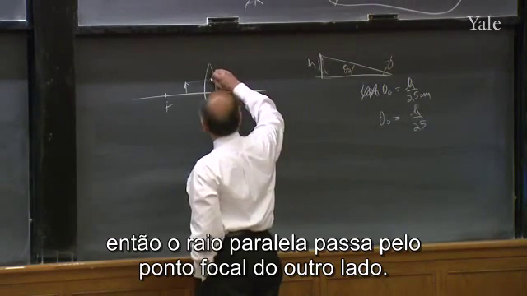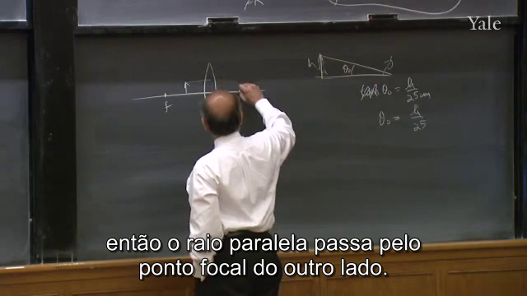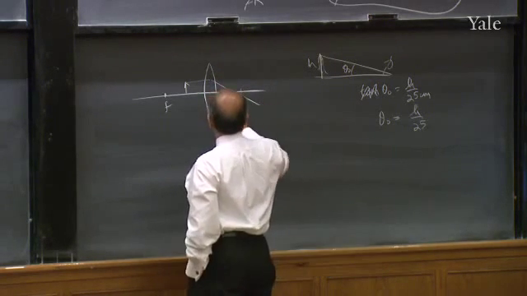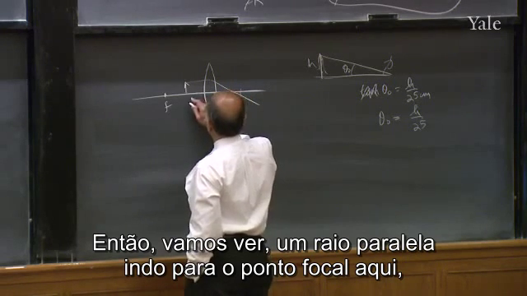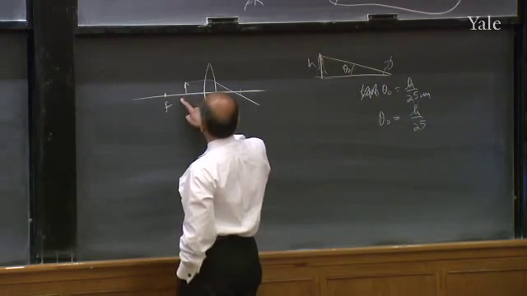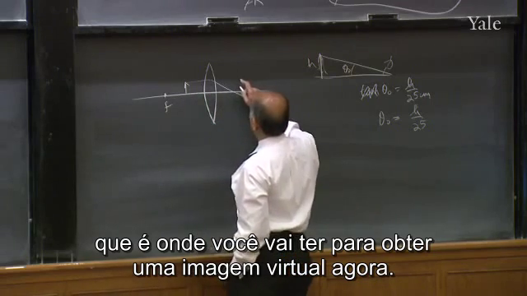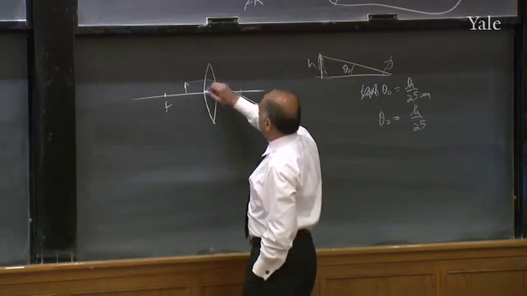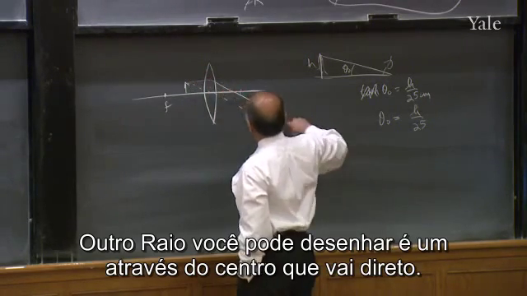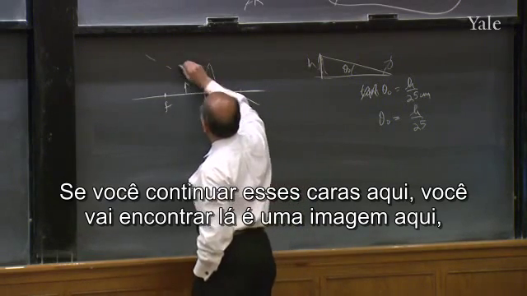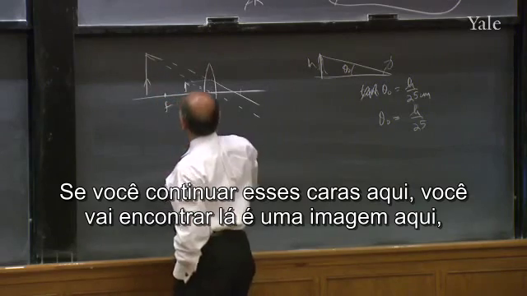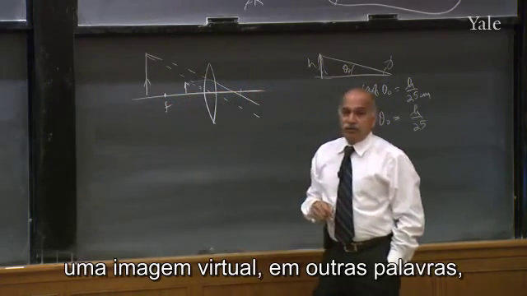So the parallel ray goes to the focal point on the other side. Then, let's see, a parallel ray going to the focal point here. That's where you're going to have to get a virtual image now. Understand? Another ray you can draw is one through the center that goes straight through. If you continue these here, you will find there's an image here, a virtual image.